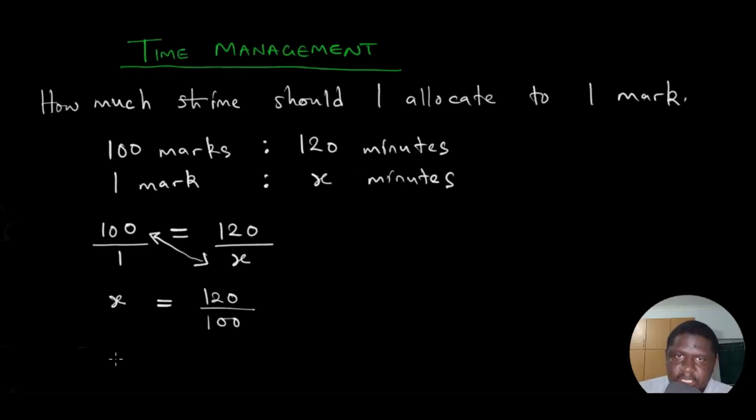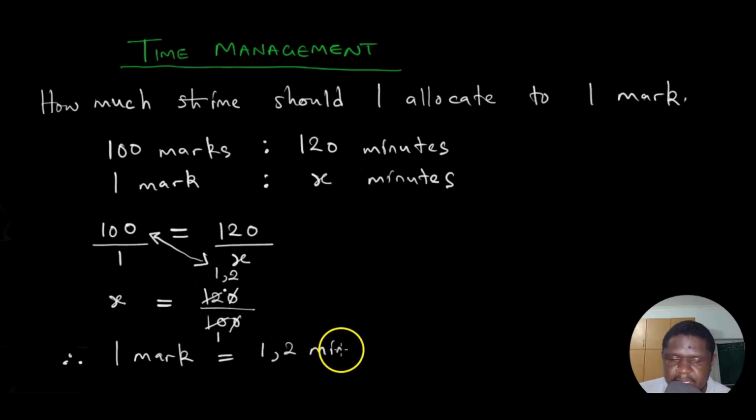For those who think intuitively, you could have just simply divided 100 marks into 120 minutes, since we want to find how many minutes we could allocate to 1 mark. So what we do is we cancel out here, 10 into 10 is 1, comma, add a placeholder, 10 into 20 is 2. This means we are being told 1 mark is equal to 1.2 minutes.